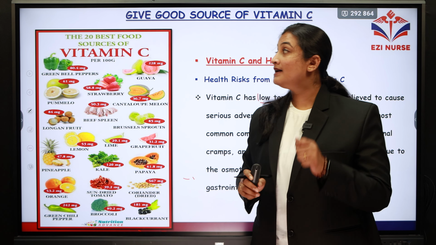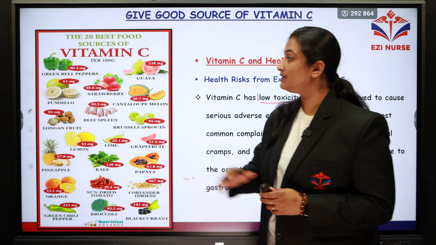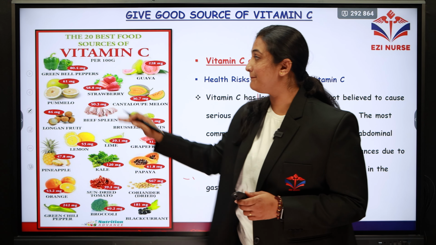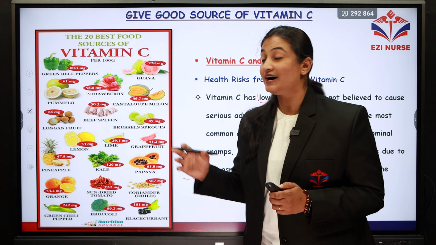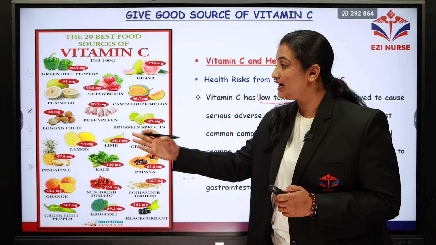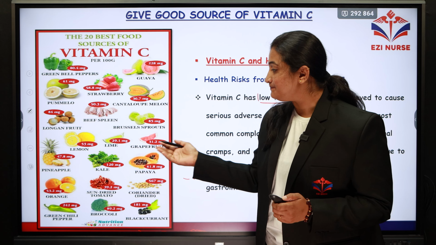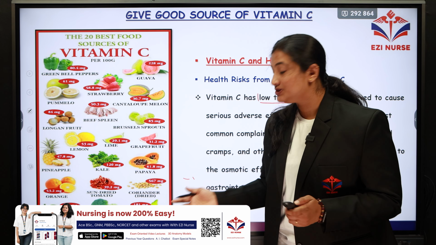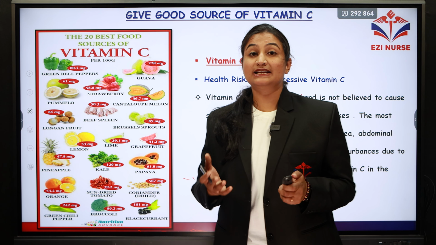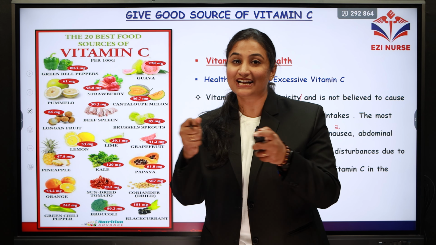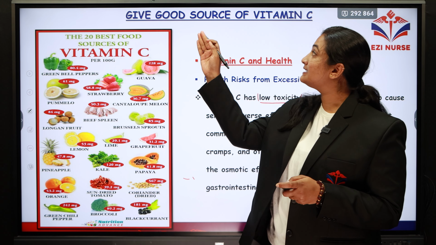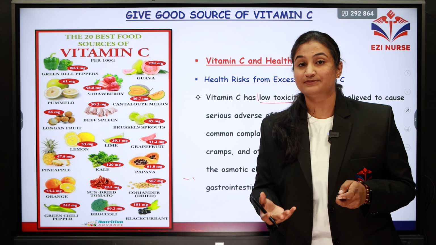Then what are the best sources of vitamin C? Here you can see green bell peppers, which are known as capsicum. Then guava, strawberry, beef spleen, lime, papaya. Different fruits, vegetables and green leafy vegetables are there to give you a healthy vitamin C intake. These are the foods that are sources of vitamin C.